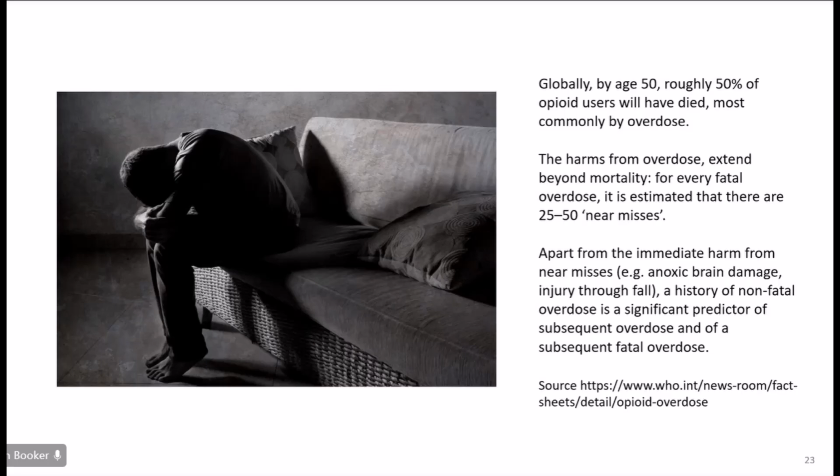Globally, by age 50, roughly 50% of opioid users will have died, most commonly by overdose. The harms from overdose extend beyond mortality. For every fatal overdose, it is estimated that there are 25 to 50 near misses. Apart from the immediate harm from near misses, e.g. anoxic brain damage or injury through fall, a history of non-fatal overdose is a significant predictor of subsequent overdose and of subsequent fatal overdose.